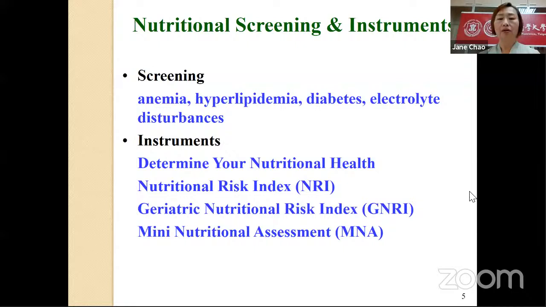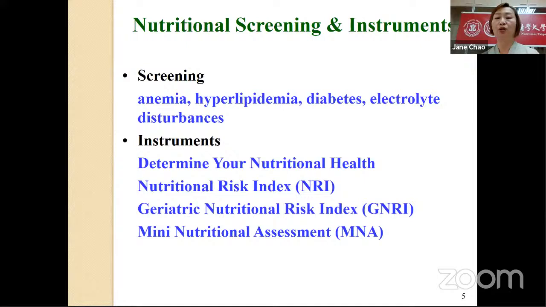When you know the problems the elderly have, you focus on those problems and think how this problem can affect their nutritional status. Therefore, there are several instruments I will introduce later. The first one is Determine Your Nutritional Health. That's the title of the questionnaire. So it already describes the purpose of the questionnaire as nutritional health.